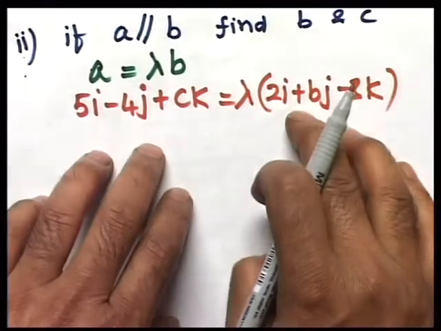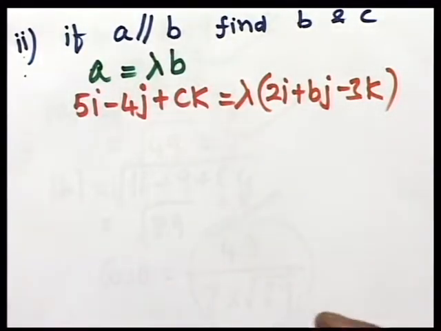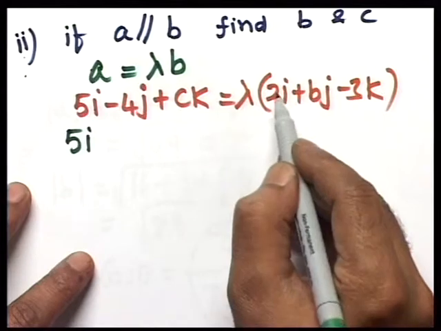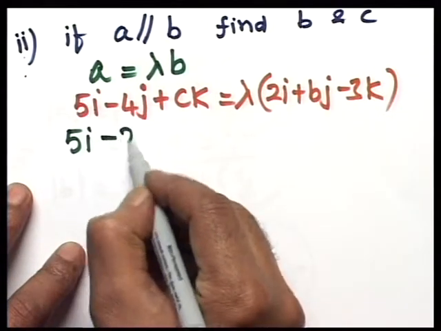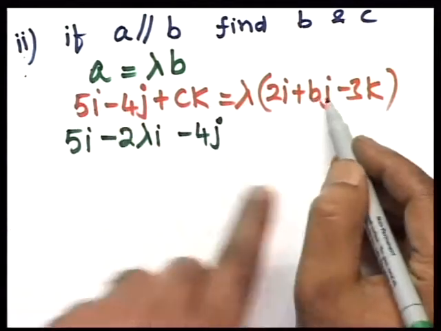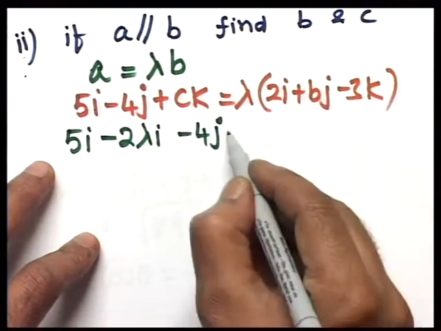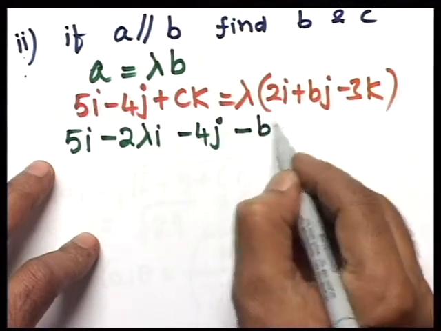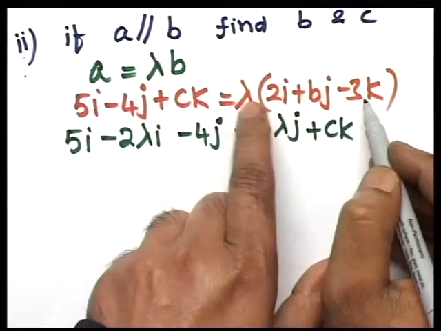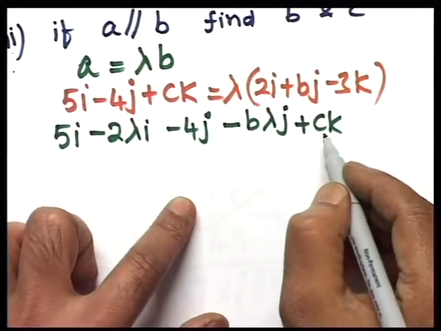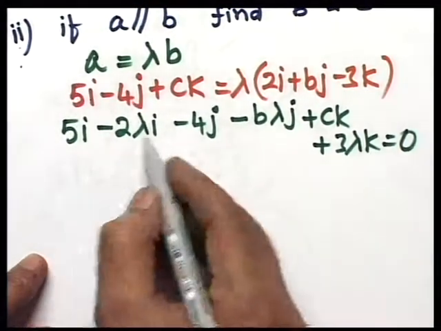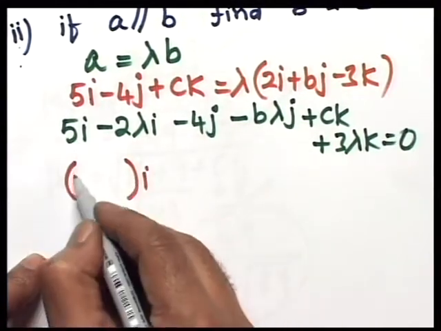That's all. Now, remove the brackets, take the terms to one side, make i, j, k subject. See what happens. I'm going to write 5i here. Open the bracket with lambda, 2 lambda i, take it to the left hand side, minus 2 lambda i. There are many ways to do it, right? Then copy the minus 4j, and multiply the j with lambda. So it's b lambda j, a plus value. Take it to the left hand side, minus b lambda j. The last one is ck, so it's plus ck, and open the bracket with k now. Minus 3 lambda k, take that to the left hand side. So we will have plus 3 lambda k equals 0. So the idea is to make i subject. Just write i in one place and write 5 minus 2 lambda.